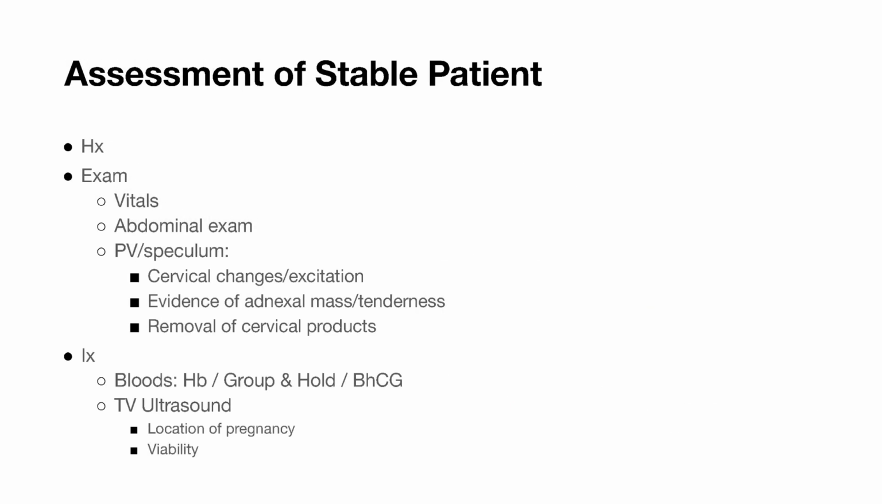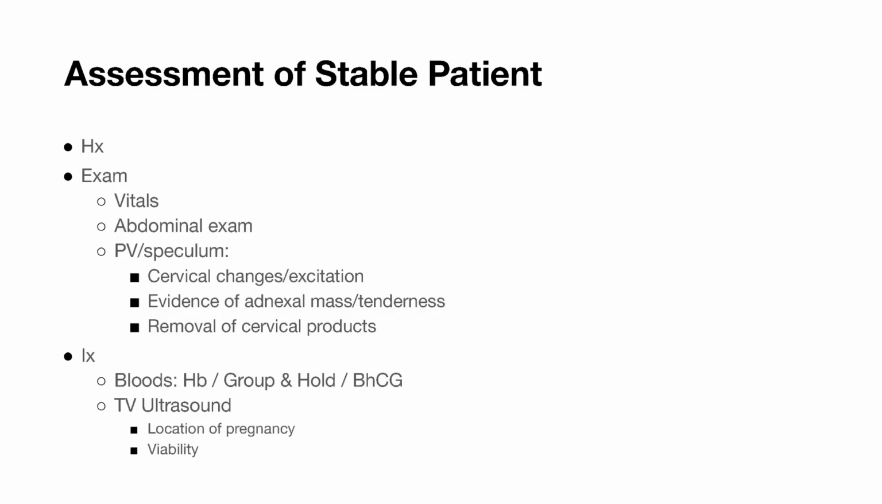Now, the far more common occurrence is that these women are stable. And in this case, we revert back to our process of taking a history, doing examination, which includes vital signs, an abdominal examination looking for unilateral tenderness or significant pain in the midline, and then a speculum and vaginal examination.